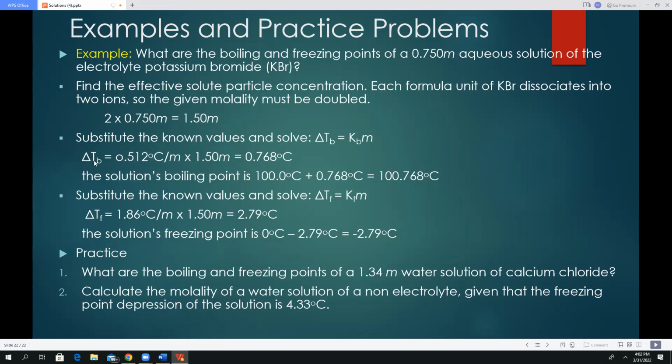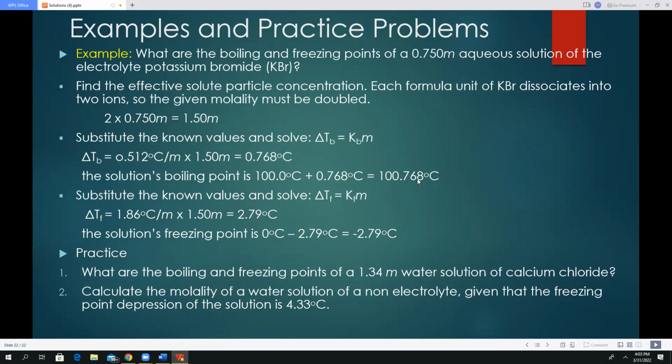So delta TB is 0.512 degrees Celsius per molal times 1.5 molal, so equals, there it is, 0.768. So for that amount of solute that you add to this solution, you're going to end up increasing the boiling point.